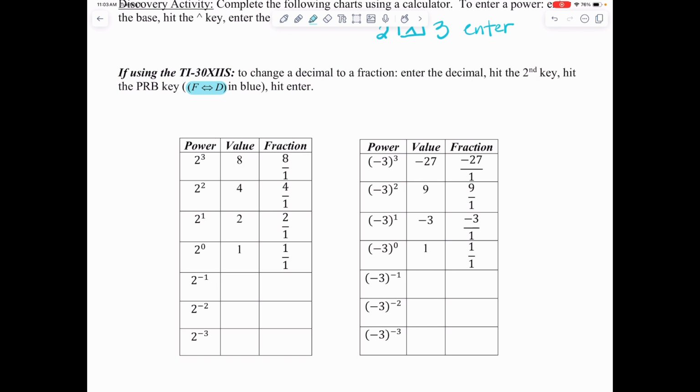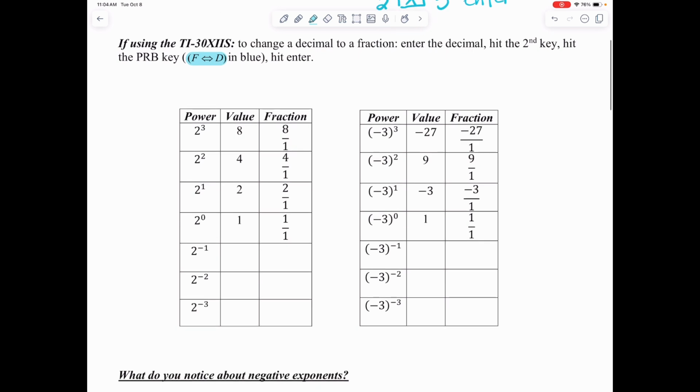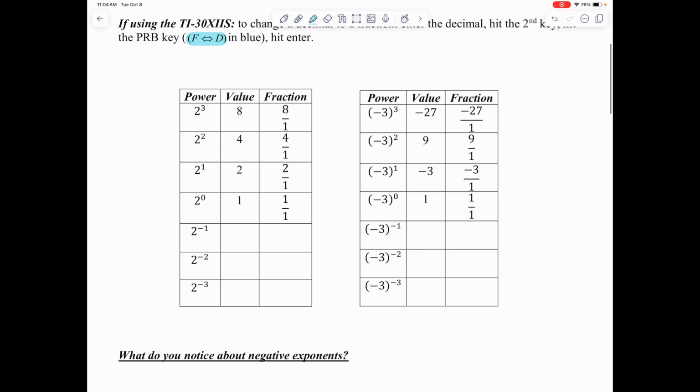We're trying to figure out what the rule is when we have a negative number in the exponent position. So you're going to pause the video and fill in these two tables on your own. Then you're going to answer the question that you see underneath. What do you notice about negative exponents? So at this time, pause, complete the discovery activity, then resume the video to go over your answers.